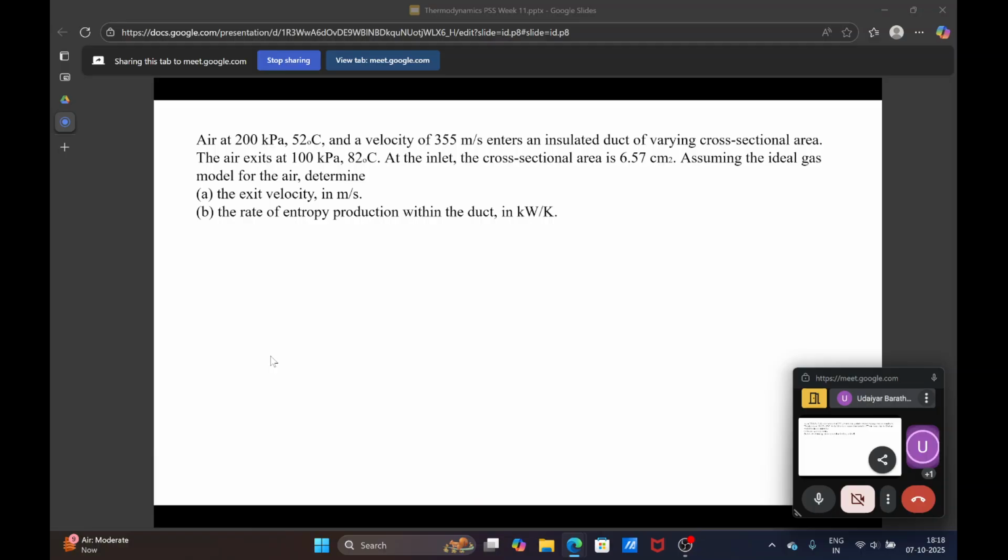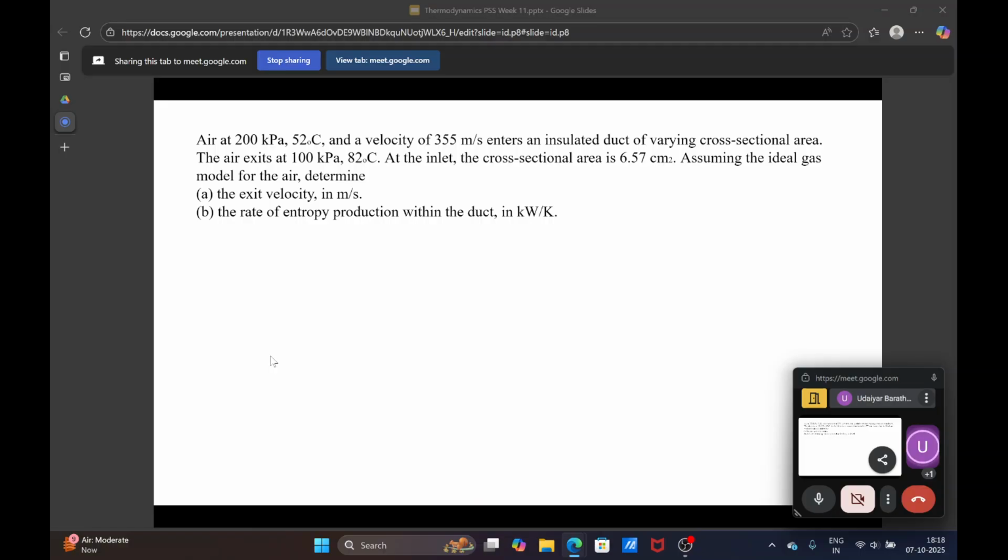We have air at 200 kilopascal and 52 degrees Celsius, and a velocity of 355 meters per second, entering an insulated duct of varying cross-sectional area. The air exits at 100 kilopascal and 82 degrees Celsius. At the inlet, the cross-sectional area is 6.57 centimeter square. Assuming the ideal gas model for the air, determine A, the exit velocity in meters per second, and B, the rate of entropy production within the duct.